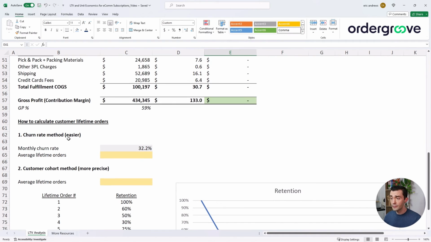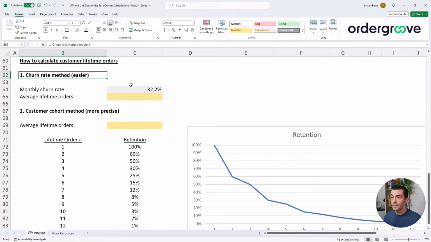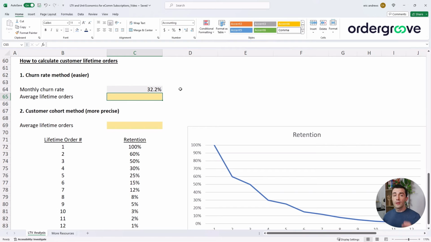So method one is the churn rate. First, let's look at the churn rate. The churn rate is the monthly cancellation rate, or it can be the order-to-order cancellation rate for subscription businesses. That means when someone comes up for a renewal, do they cancel the subscription? In our scenario, we're saying that 32.2% of our customers are canceling.